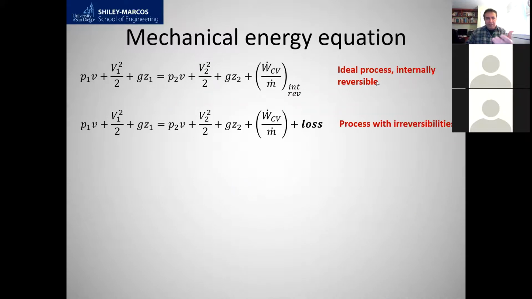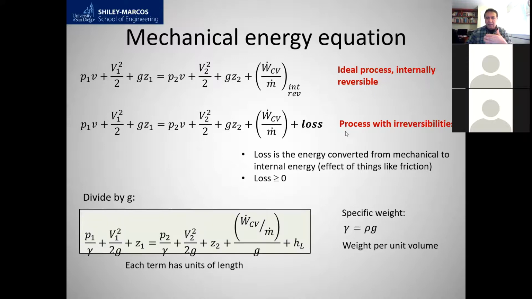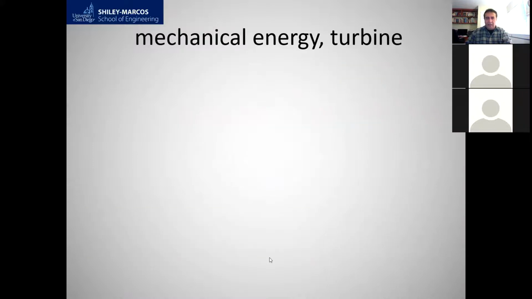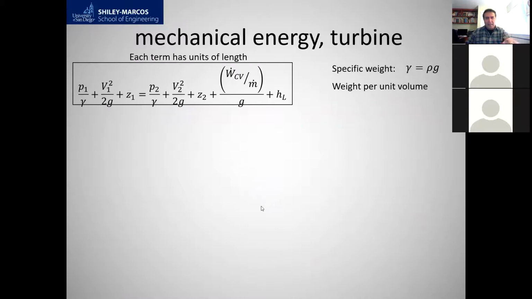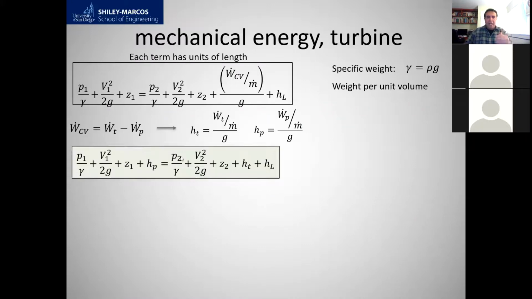So ideal process, internally reversible, the same thing. Same formula is repeated. The specific weight is rho G, so we're going to be dealing with that. And mechanical energy, again, we're repeating the same thing. Now we have W dot CV. It could be the turbine or the pump, the power of the turbine, power of the pump. And then the head: the turbine head HT is this here, and the head for the pump is this equation here, which is W dot P for the pump divided by m dot g.